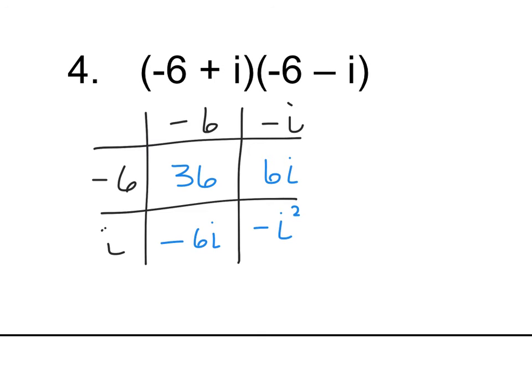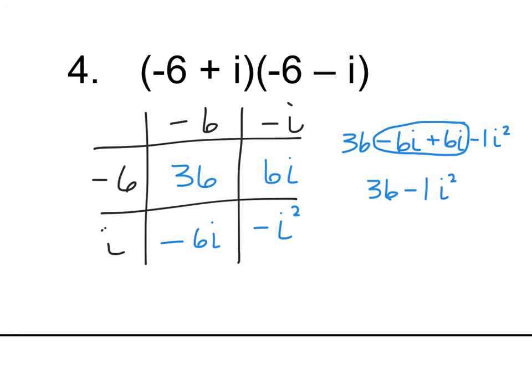Now I'm going to write out my terms. I've got 36 minus 6i plus 6i and minus 1i squared. Now I'm going to combine my like terms. Those two make 0, so this is 36 minus 1 i squared. Those i's go away. And again, i squared, cross it out, change the symbol. Now it's 36 plus 1. There's no i squared there anymore. 36 and 1 becomes 37. So this is an example of a problem with no imaginary numbers in the answer.